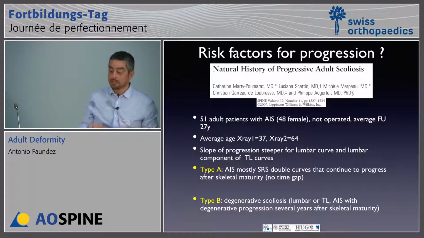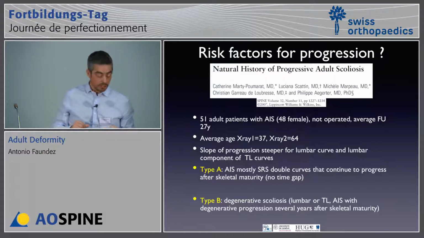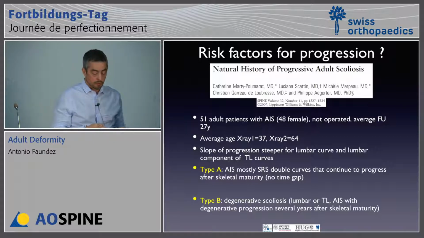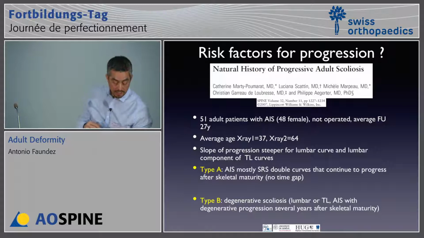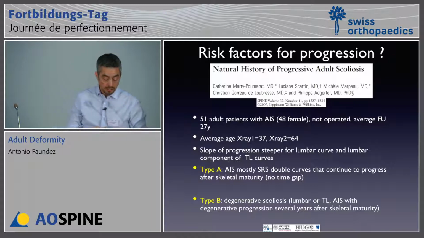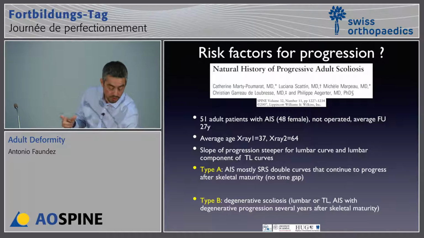The type A, which is idiopathic scoliosis, mostly SRS double curves that continue to progress, so there's no time gap in the adulthood after bone maturity. And type B, which is a degenerative scoliosis, lumbar or thoracolumbar again, in idiopathic scoliosis with degenerative progression after a few years of a gap.